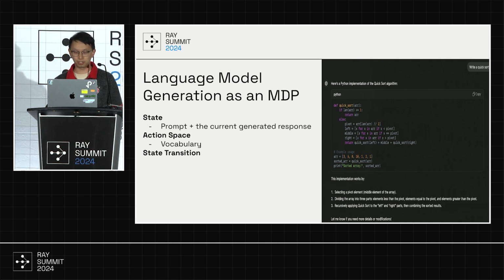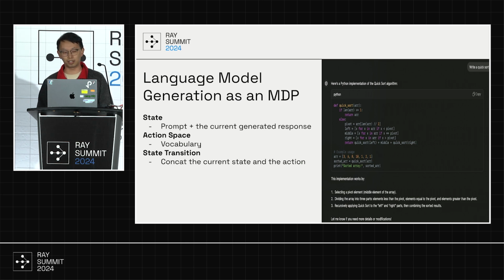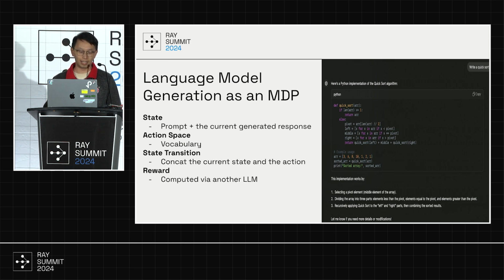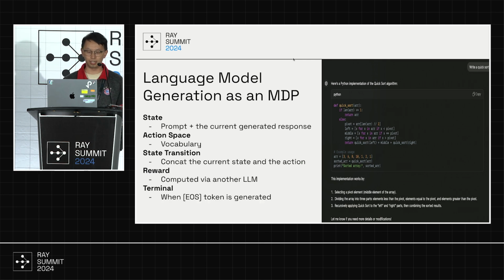And the state transition is that we concatenate the current state, which is the current prompt plus the generated response, and the action, which is the next token. And then this forms the next state. And the reward, when we train a language model, is actually computed by another language model called the reward model. And the terminal state is when the end-of-sequence token is generated, and then that's complete. And then ChatGPT shows the output to the end users.